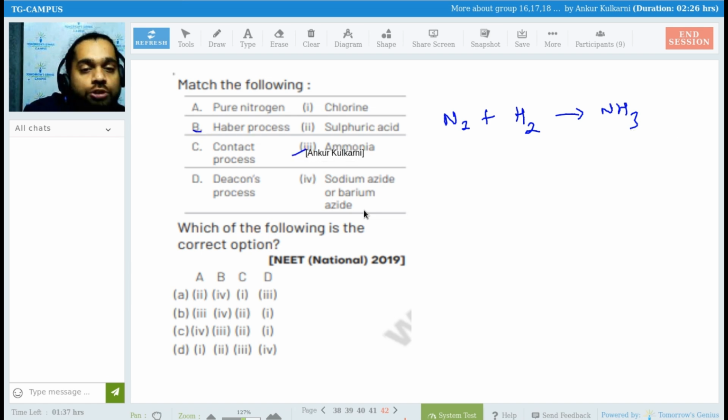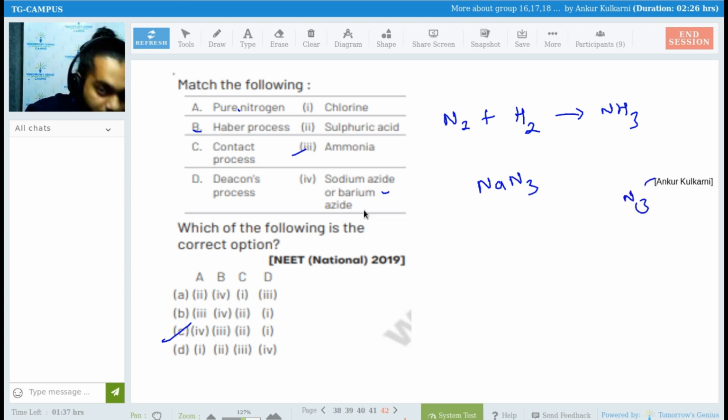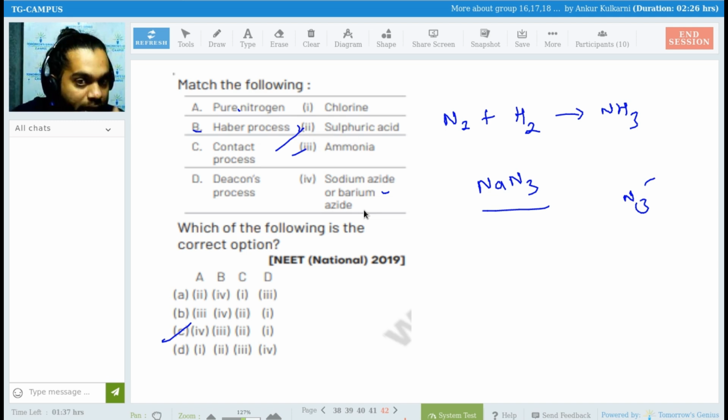So B is 3. You have only one option where your B is 3. That is option C. Okay, let us check the other one. Pure nitrogen, how do you get it? You get it from sodium azide. Azide is NaN3. N3 minus is your azide. If you heat sodium azide, you will get pure nitrogen. So yes, A is 4. Then the contact process we have also seen, the king of acids, that is sulfuric acid. Then in the Deacon process, we prepare chlorine. Is it clear? Come on, give me yes or no, everyone.